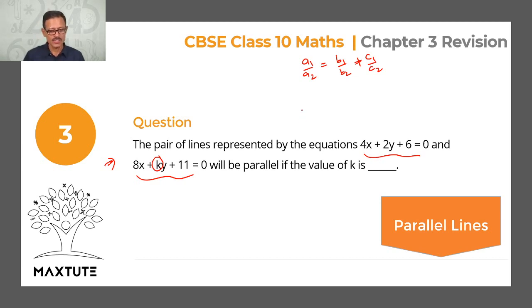So let's quickly plug in the values. a1 by a2 is 4 upon 8, which is equal to 1 by 2. This should be equal to b1 by b2, which is 2 by k. Let's verify whether all of these three things are equal, right? This should not be equal to c1 by c2. What is c1 by c2 for us? 6 upon 11. 6 by 12 would have been 1 by 2. 6 by 11 is not equal to that. So this part is ensured. Now all that we need to do is solve for the value of k from the two equal ratios. Cross multiply, we'll get k is equal to 4. When k is 4, these two equations will represent a pair of parallel lines.